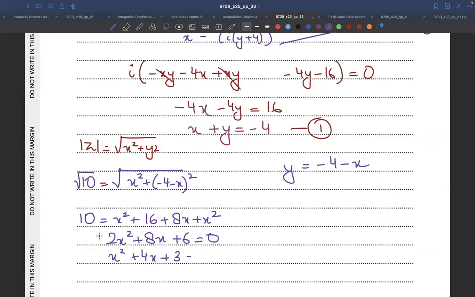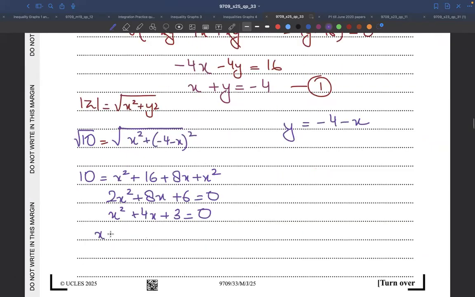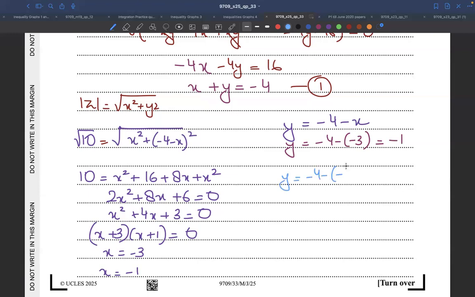Now we can solve it through middle term breaking. This will become x plus 3 into x plus 1. So the two values of x will be x equals to minus 3 and x equals to minus 1. Now when we take x equals to minus 3, this will be minus 4 minus minus 3. Minus 4 plus 3 is minus 1. And when we take x is equals to minus 1, we'll get minus 4 plus 1 is minus 3.